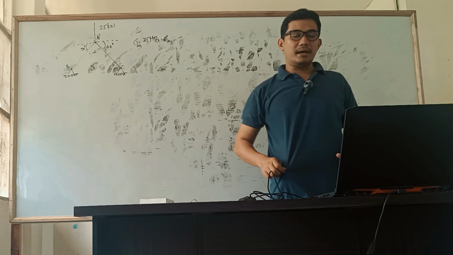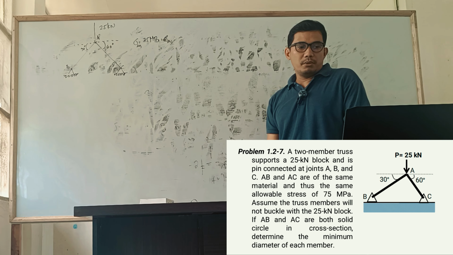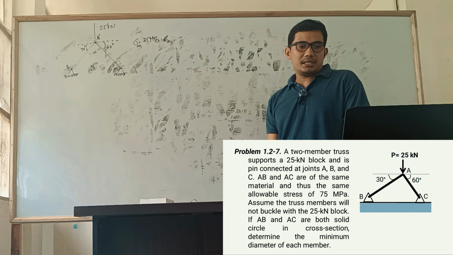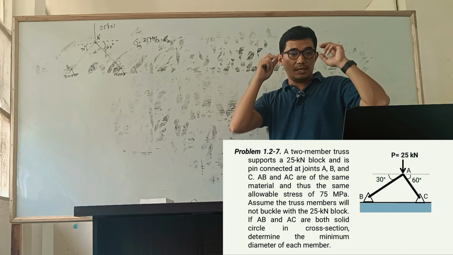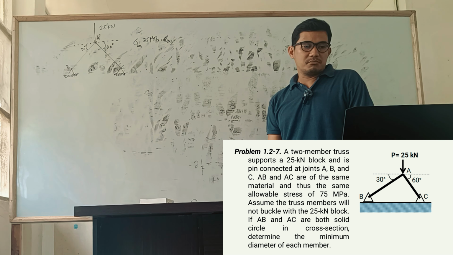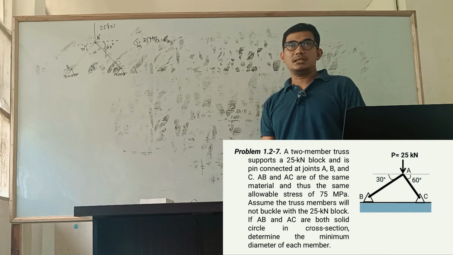So for the next problem, we have this problem. A two-member truss supports a 25 kilonewton load, kilonewton block, and is pin connected at joints A, B, and C. AB and AC are of the same material and thus the same allowable stress of 75 MPa. Assume the truss members will not buckle with the 25 kilonewton block. If AB and AC are both solid circle in cross-section, determine the minimum diameter of each member.